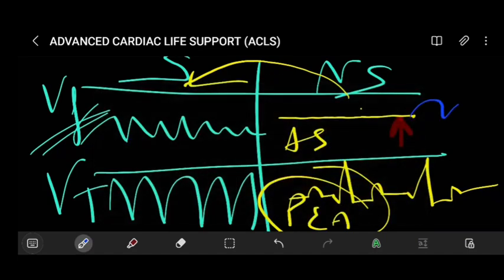By pushing adrenaline, it can be converted into a shockable rhythm or into ventricular fibrillation. Then you can give a DC shock to the patient. So, for another patient, I am simplifying it.